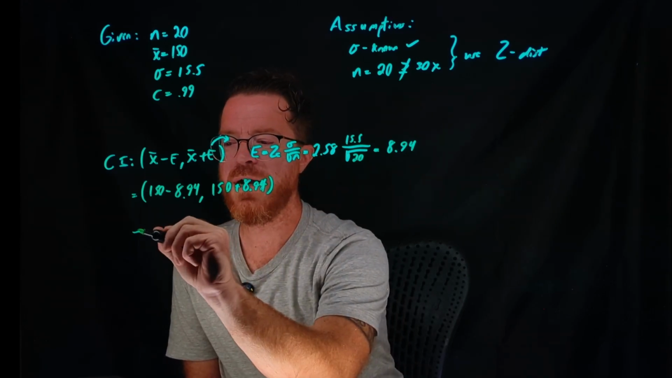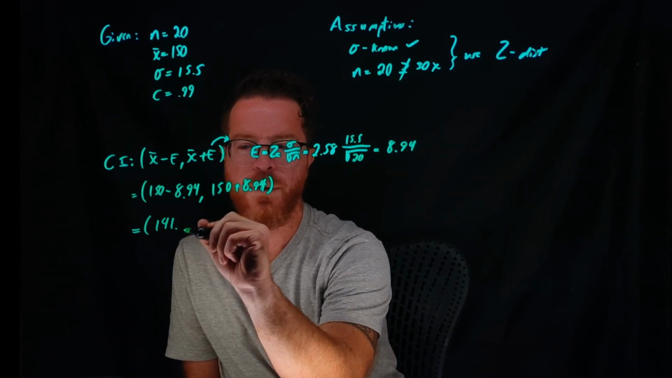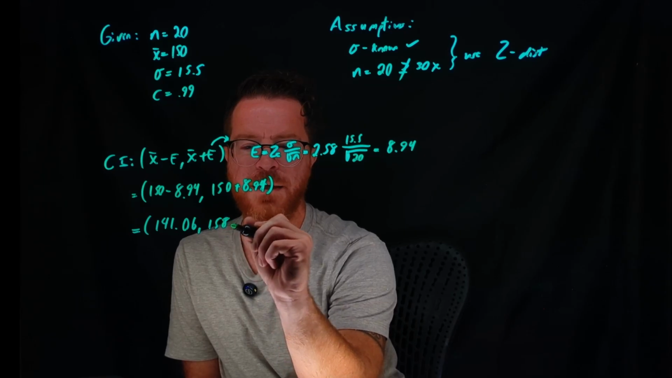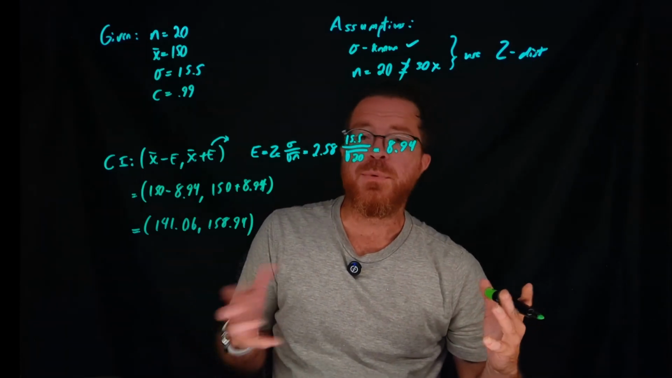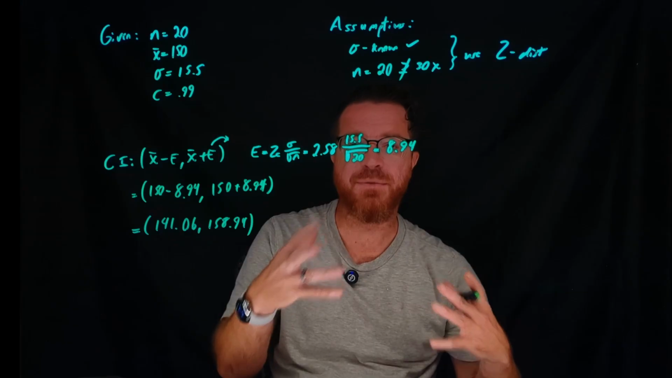And this is going to give us a confidence interval of 141.06 up to 158.94. And then the last step is we need to interpret this. So because we know what this is, I'm going to interpret this in terms of the problem.